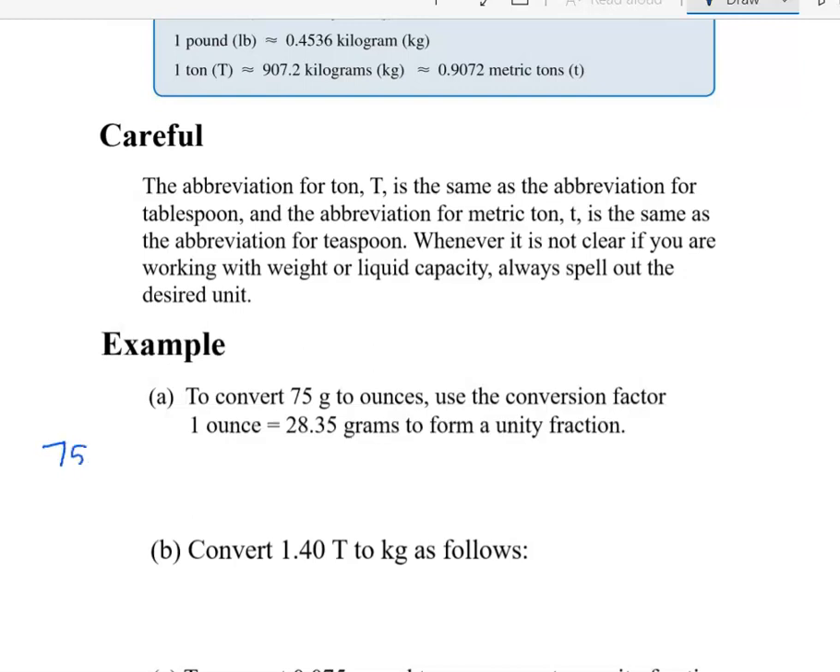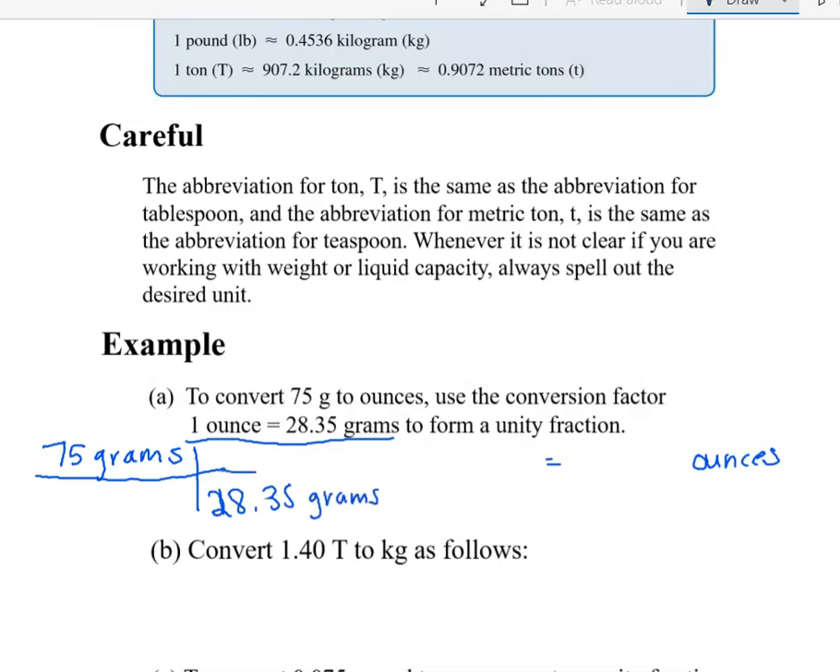So we're starting out with 75 grams. We want our answer to be in ounces, and they gave us our conversion right here. So we would want to put grams on the bottom, correct, so that they would cancel out. So 28.35 grams are in 1 ounce.